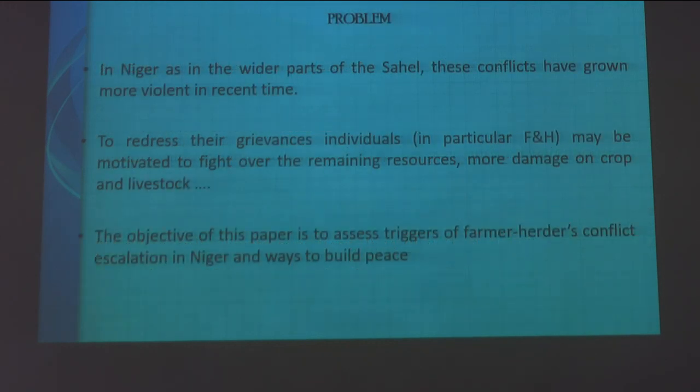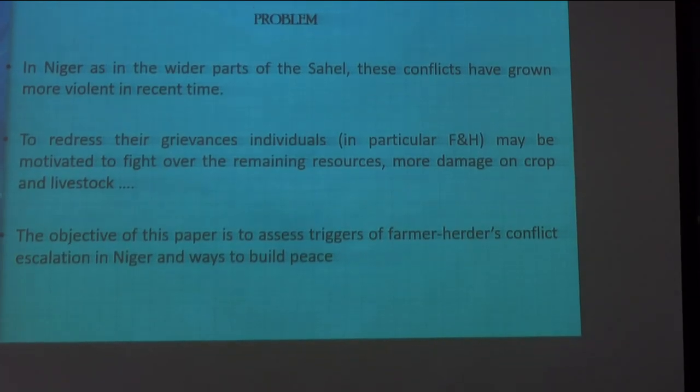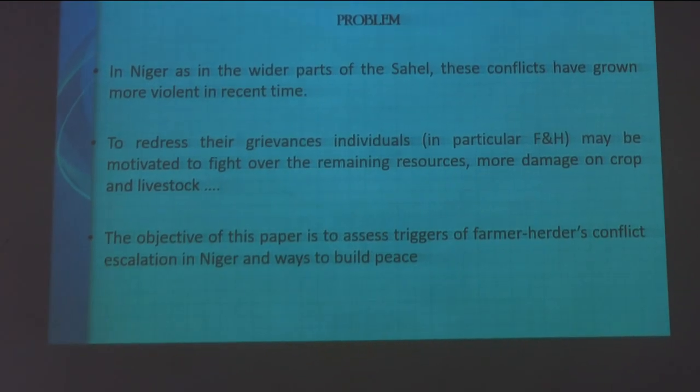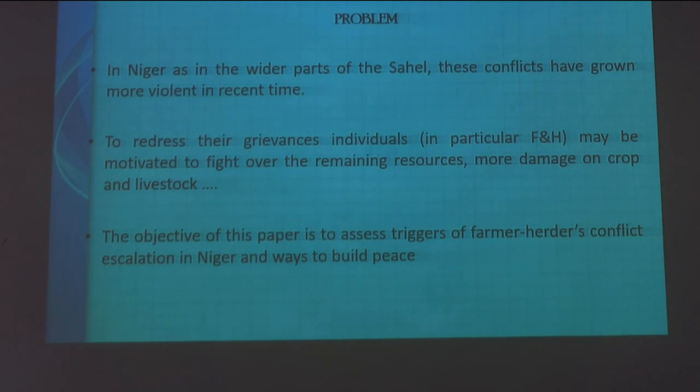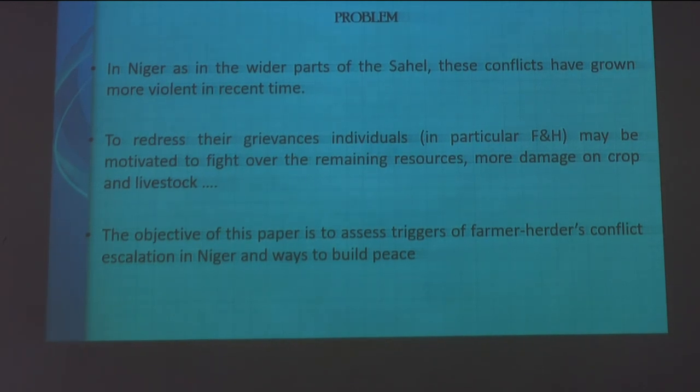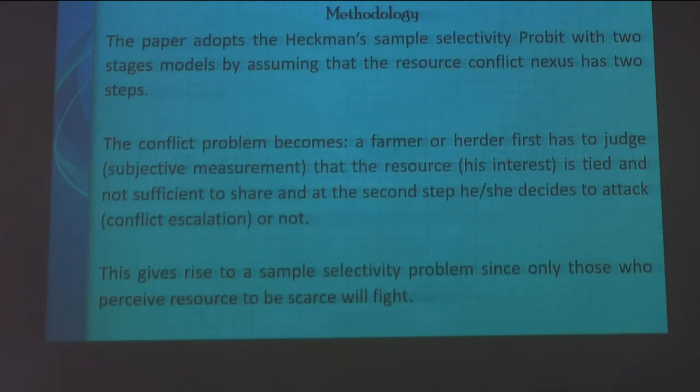The problem we investigated in the paper is that in Niger, as in the wider part of the Sahel, these conflicts have grown more violent in recent times. So the idea is to redress their grievances. Individuals, when they assume that resources are scarce, not enough for them to share with their partners, who are farmers or herders, are likely to fight over the remaining resources, which are being impacted more and more by climate change. So the objective of the paper is to assess triggers of farmer-herder conflict escalation in Niger and ways to build peace among these actors.